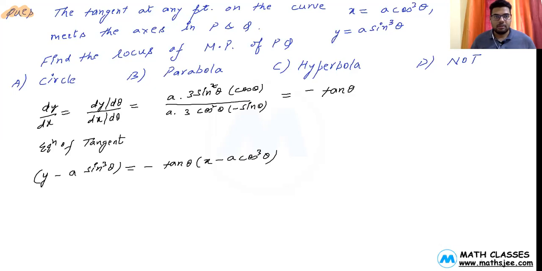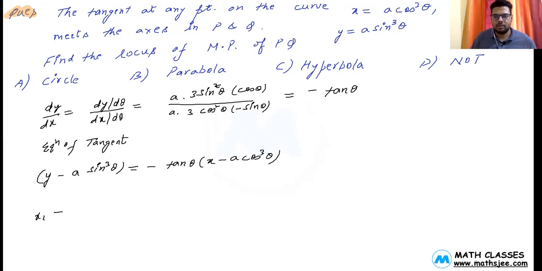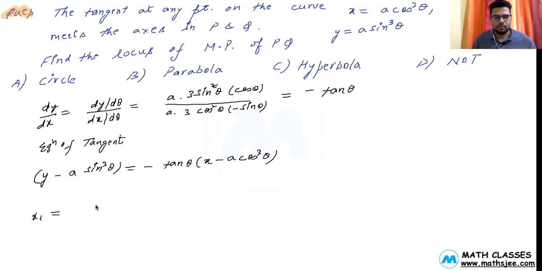So now what we can do is directly find the points P and Q. Let us say P is the point where it meets the x-axis, so y has to be 0. When y is 0, let us say that point is x1. So x1 equals minus and minus, this will get cancelled out, so I can directly write x1 equals a sine cube theta divided by tan theta, and this will be plus a cos cube theta, right?